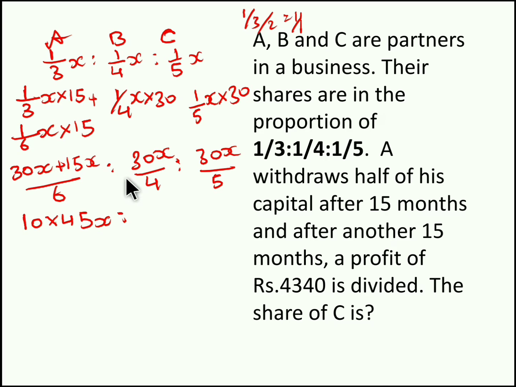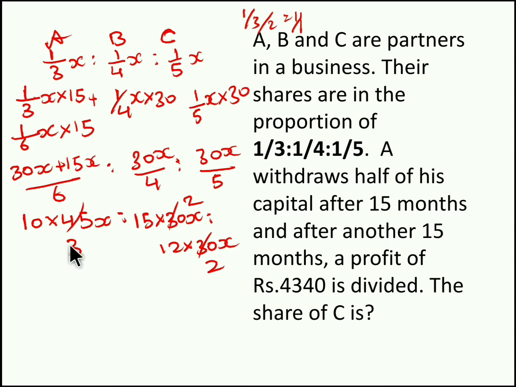So 4 into 15 you get 60, so 30x into 15, it's 15 into 30x, and here you have 5, so 5 into 12 you get 60, so 30x into 12, it's 12 into 30x, right? So here you can cancel this 45, 30 and 30 in the 15 table. So 3 times, 2 times and 2 times.